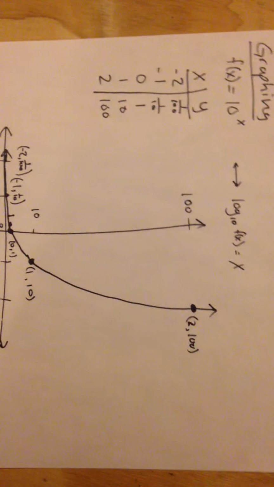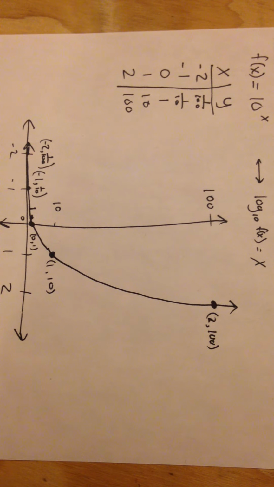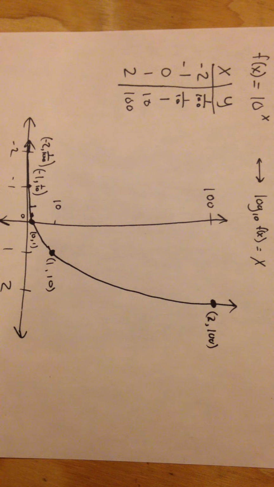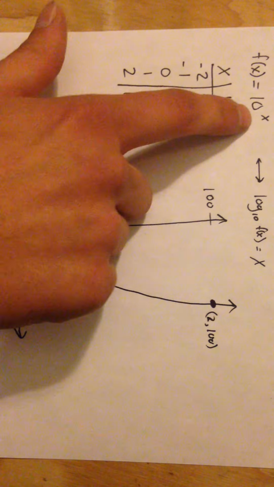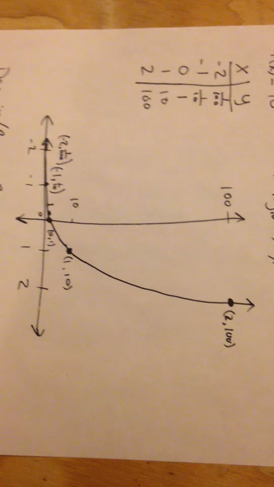To graph, I use the function f of x equals 10 to the power of x, and I chose simple x values to get a nice even graph, and I got the y values. I just plugged in the x values to this equation, and I got 1/100th, 1/10th, 10, and 100, and I use those as the ordered pairs for the points on the graph.